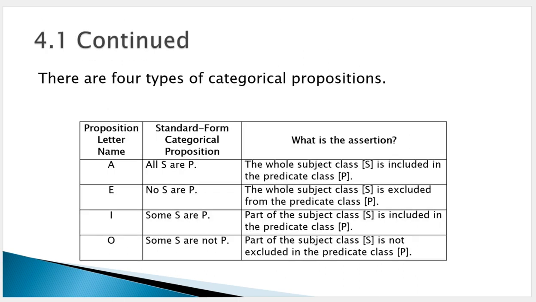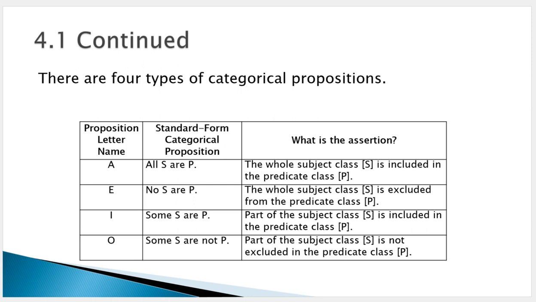So here are 4 types of categorical propositions. We give them letter names A, E, I, and O. A is all S are P. So S is the whole subject class, and that is included in the predicate class. Like all cats are animals, right? Because cats are a subset of animals. So that kind of thing.